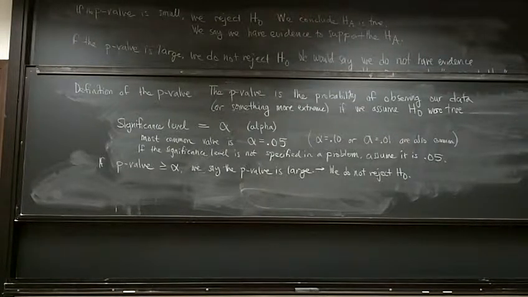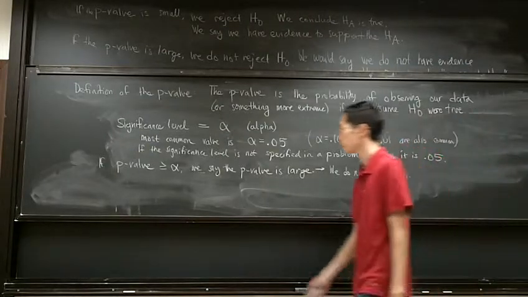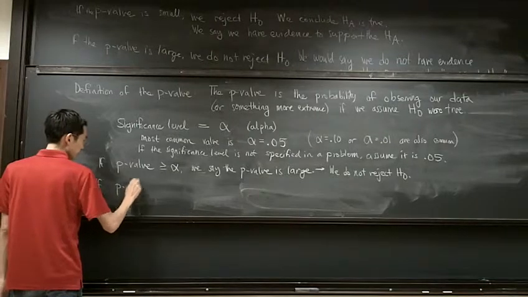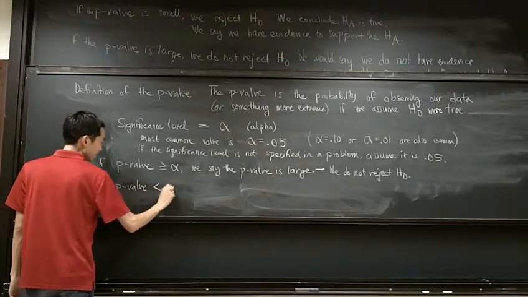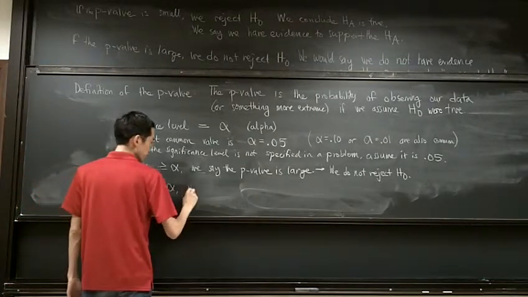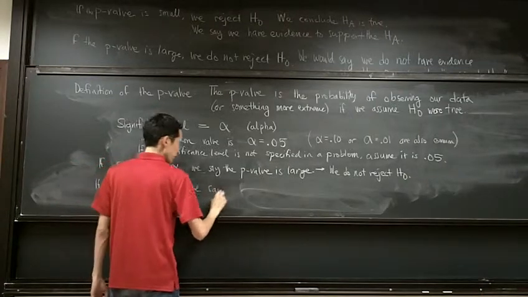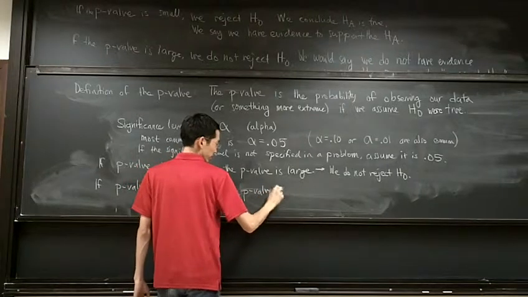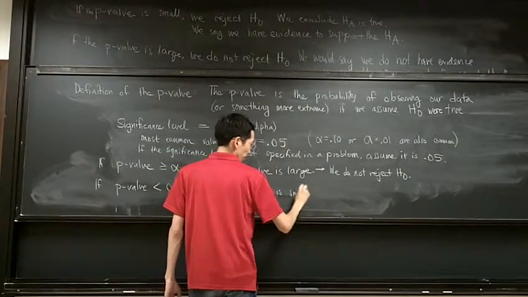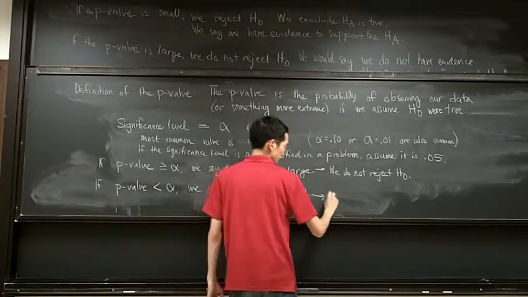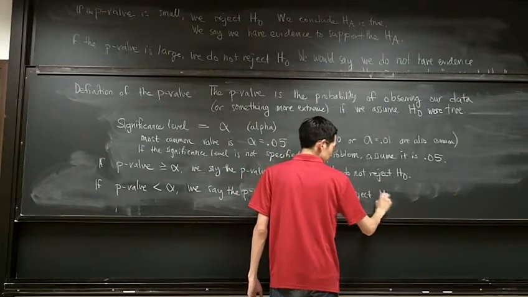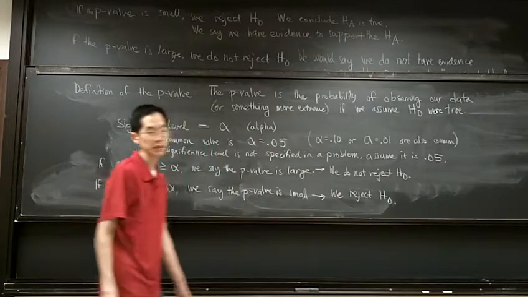Is that okay? And then on the flip side, if the p-value is less than alpha, we say the p-value is small. And that means we reject the null hypothesis.